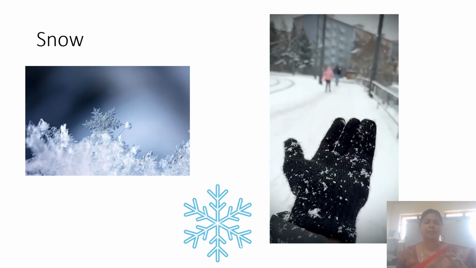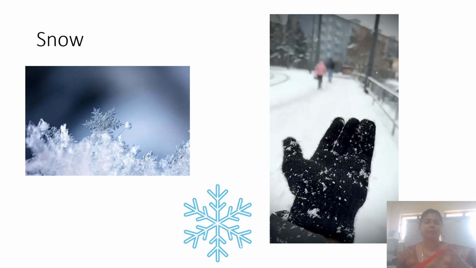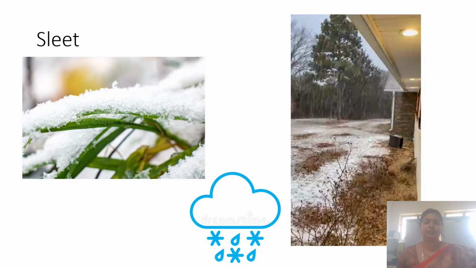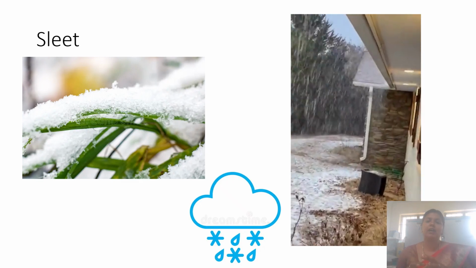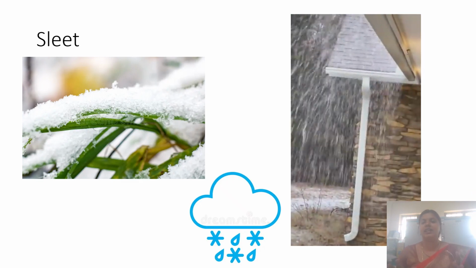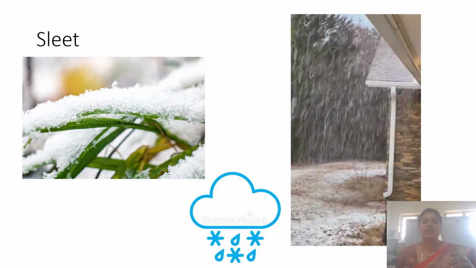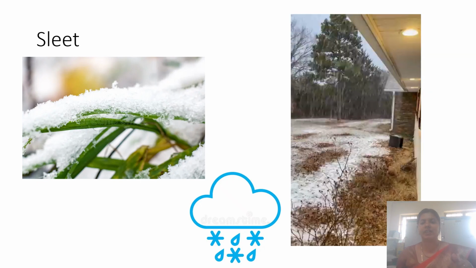Next is sleet. Sleet is raindrops that pass through a deep freezing layer near the ground, and they turn into small ice crystals when they reach down. You can see sleet in the picture given in the slide.